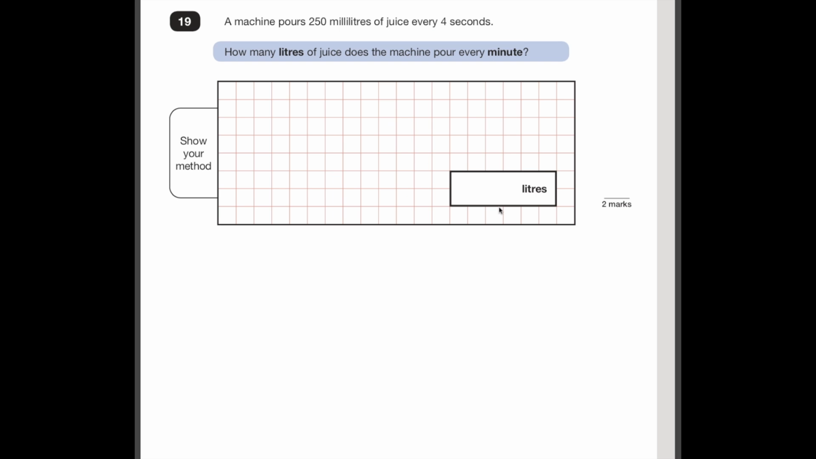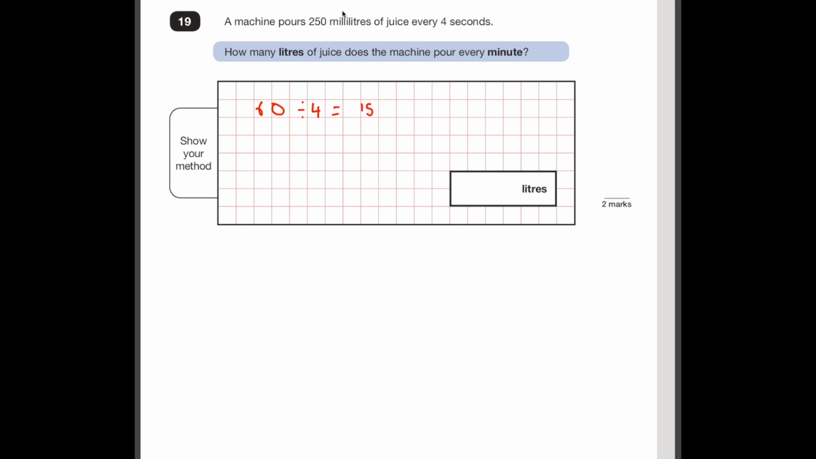Number 19, a machine pours 250 millilitres of juice every 4 seconds. How many litres of juice does the machine pour every minute? So if we know that every 4 seconds we get 250 millilitres of juice, then we want to find out how much we get in a minute. So what we need to do is say, well, how many 4 seconds are there in 60 seconds, which is a minute? So what you need to do is 60 divided by 4, which is 15.